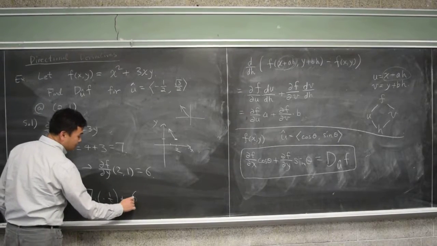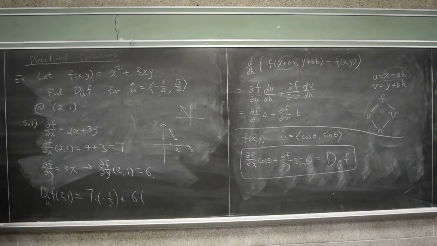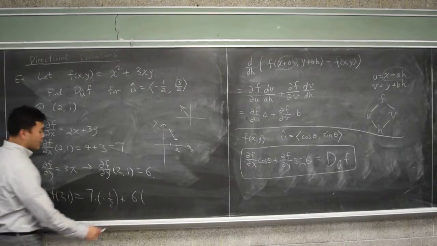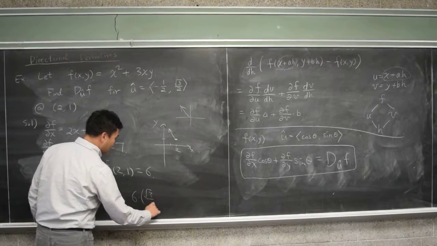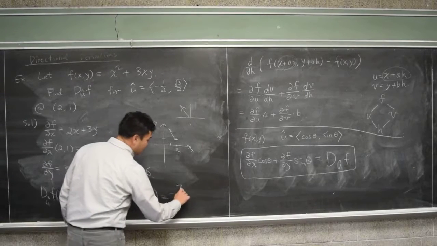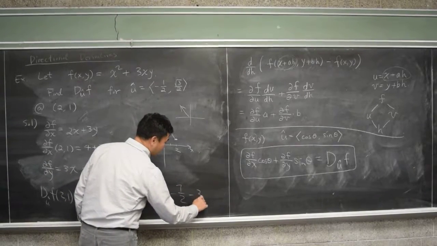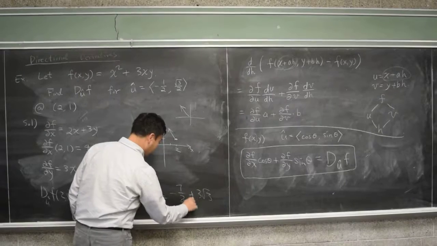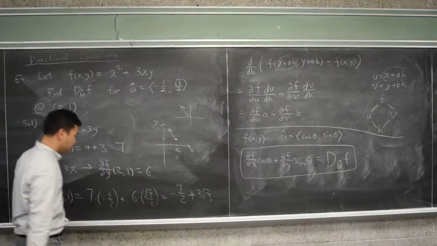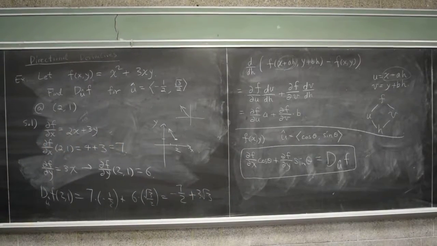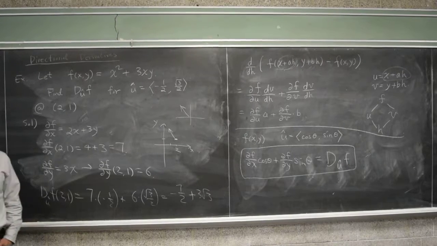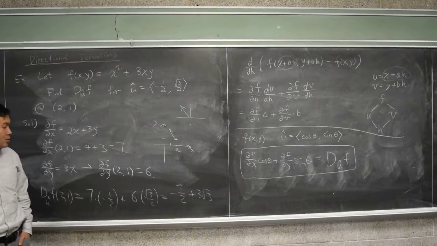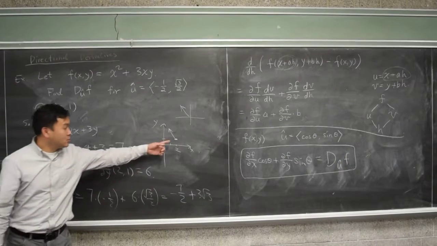Plus 6 times radical 3 over 2, which is negative 7 over 2 plus 3 radical 3. Okay? So that's how you compute the rate of change as you move along this line.